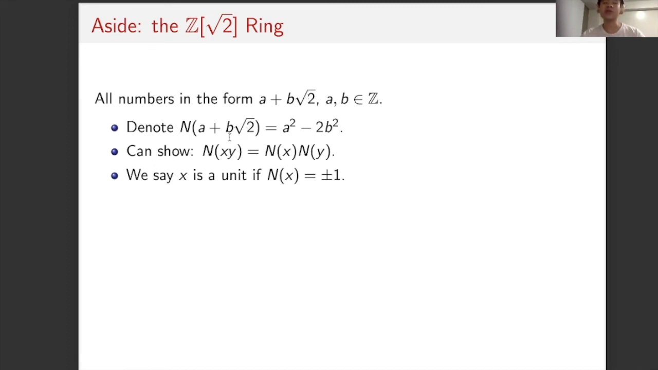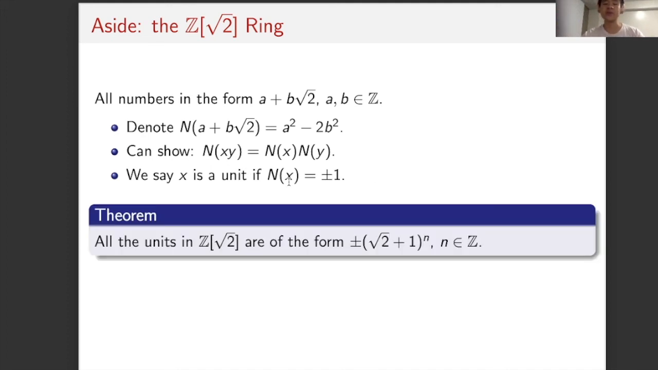One other thing you can show is that it has the nice property of norm functions. So in particular here we have the norm of xy equals the norm of x times the norm of y. Of course, here the norm is an integer and it's equal to 0 if and only if our thing inside here is 0. But what happens if they are in the form of plus minus 1? So we say that in this case, the norm of x is plus minus 1.